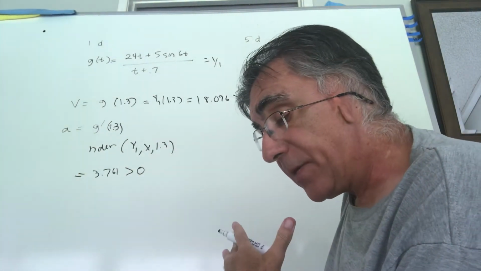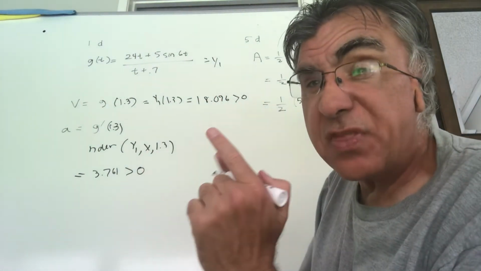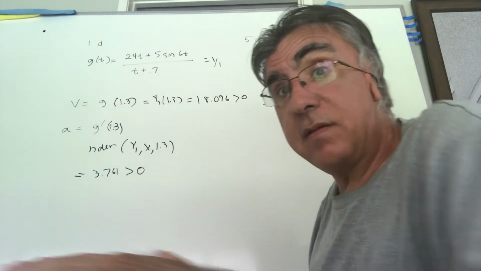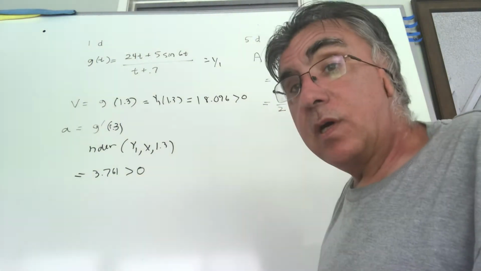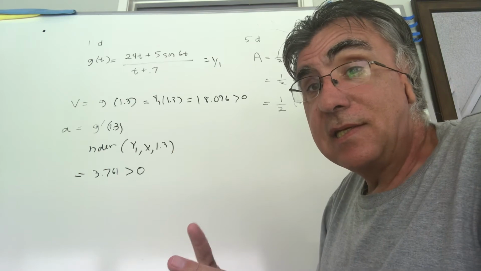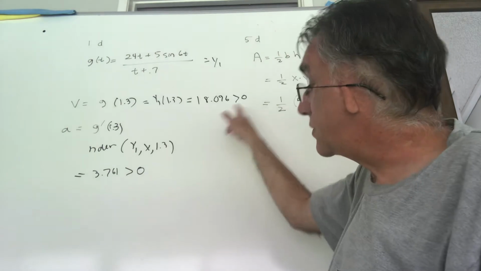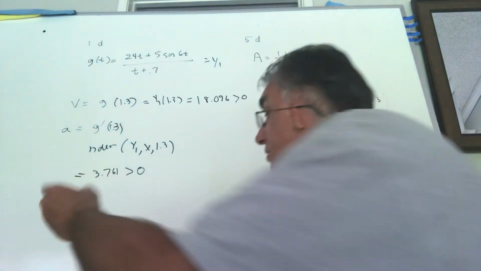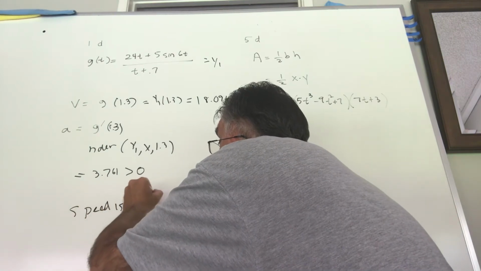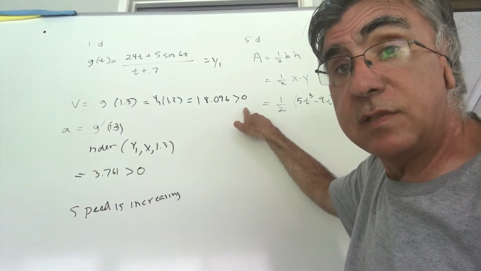Now, here's the thing. If velocity and acceleration have the same sign, it's speeding up. In other words, it's going forward and it's accelerating. If they're opposite signs, then it's slowing down. Since they're both positive, the speed is increasing. And the explanation is that because these are both positive. So you've done the explanation as well.